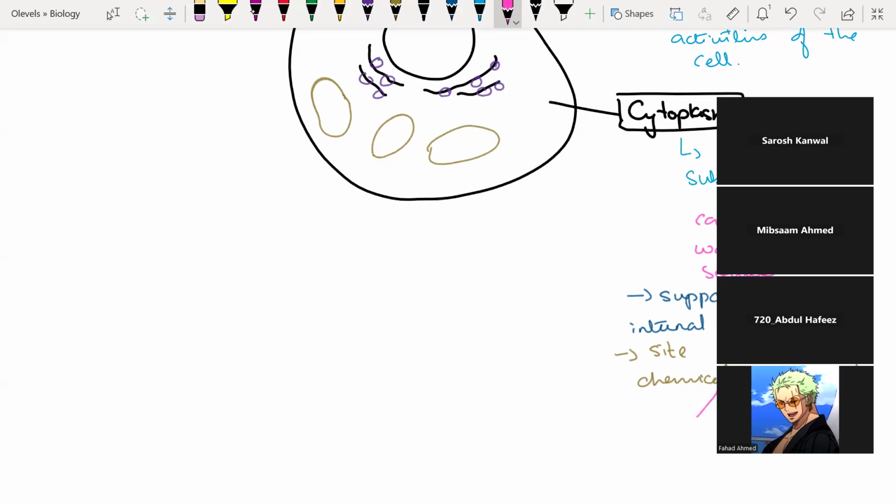Ma'am, anaerobic respiration is when the supply of oxygen is very low or close to none. Yes. So the glucose is directly converted to lactic acid. But in aerobic respiration, oxygen is present, so it is converted to carbon dioxide and water, and energy is produced.